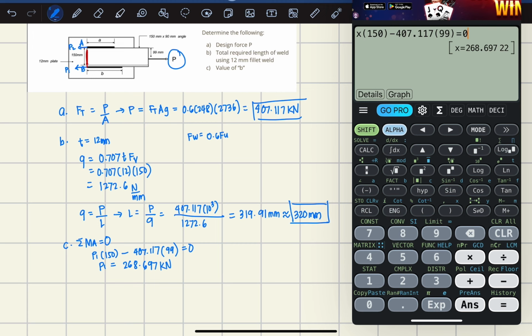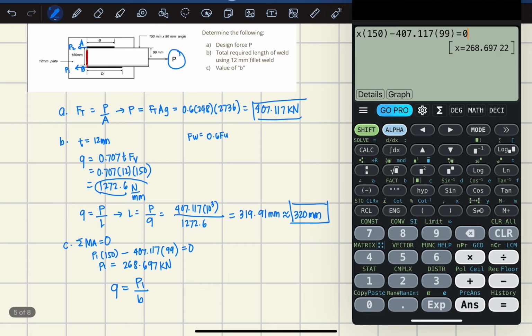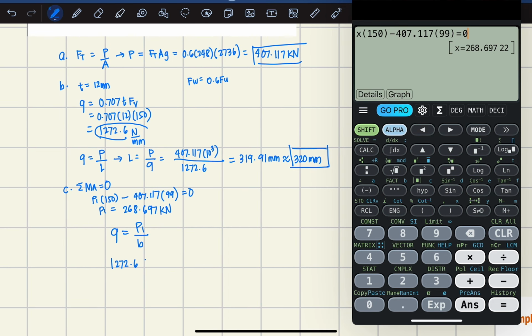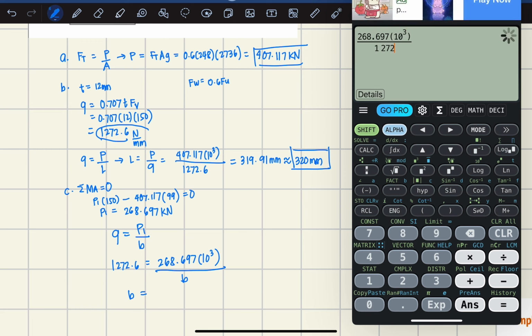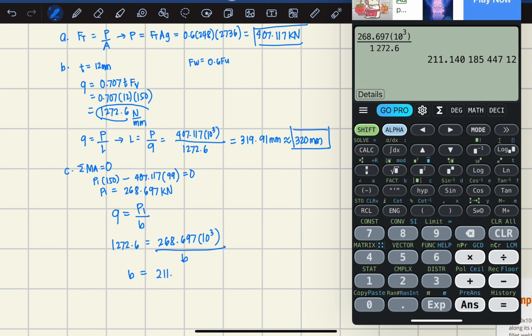To solve for the length B, we will use Q equals P1 over B. We already know the general capacity of the fillet weld, 1,272.6, equals 268.697 times 10 raised to 3 to convert to Newton, over B. So the value of B is 211.14 mm.